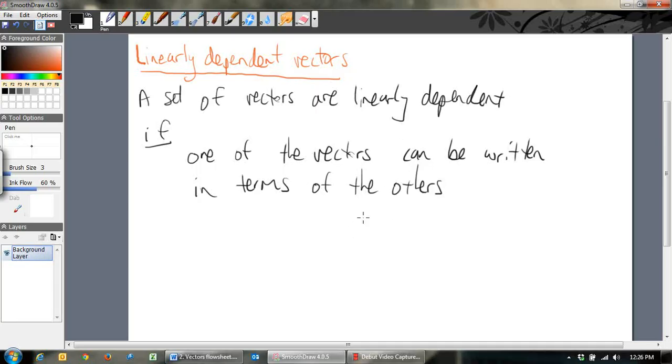Okay. In other words, we can write one of the vectors as a combination of the others, and I'll show some examples of that in a second. One of the vectors can be written in terms of the others, and in fact it has to be linear, and I'll show you what I mean by that. If you cannot write any of the vectors in terms of any of the others, then we say that those vectors are linearly independent.